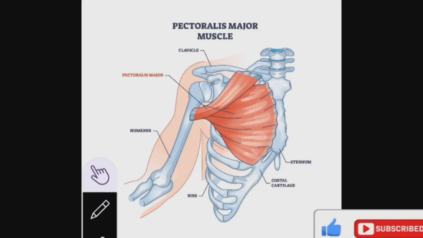What if I told you that every action of motion and movement in the body is performed by muscles? Today we'll be talking about the muscles of the pectoral region and the anatomy of the pectoral region.